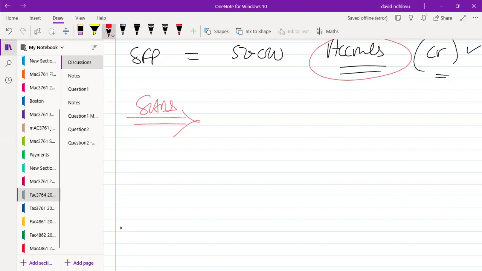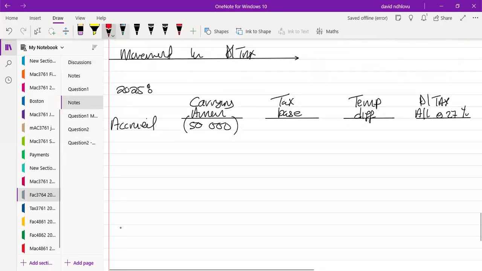Now, if SARS has not recognized this in the current year, then there is no tax base because it was never recognized by SARS. So in this instance, we are saying the tax base is 0 according to SARS. Now there is going to be a difference of 50,000. This is a negative amount. Then you multiply it by your 27%. So 50,000 multiplied by 27% gives you 13,500. And this is a deferred tax asset.